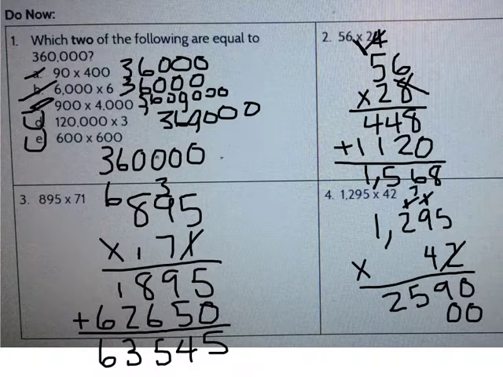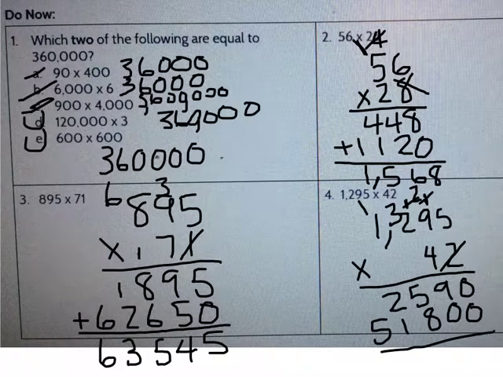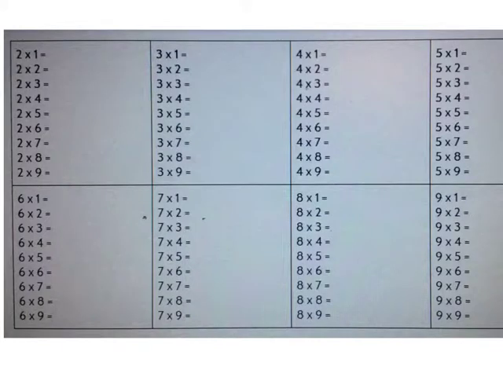Carry my 2. 4 times 9 is 36, plus 2 more is 38. 4 times 2 is 8, plus 3 is 11. 4 times 1 is 4, plus 1 more is 5. Now I can add 0, 9, 13, 4, and 5. My answer is 54,390. Now let's do our multiplication facts.